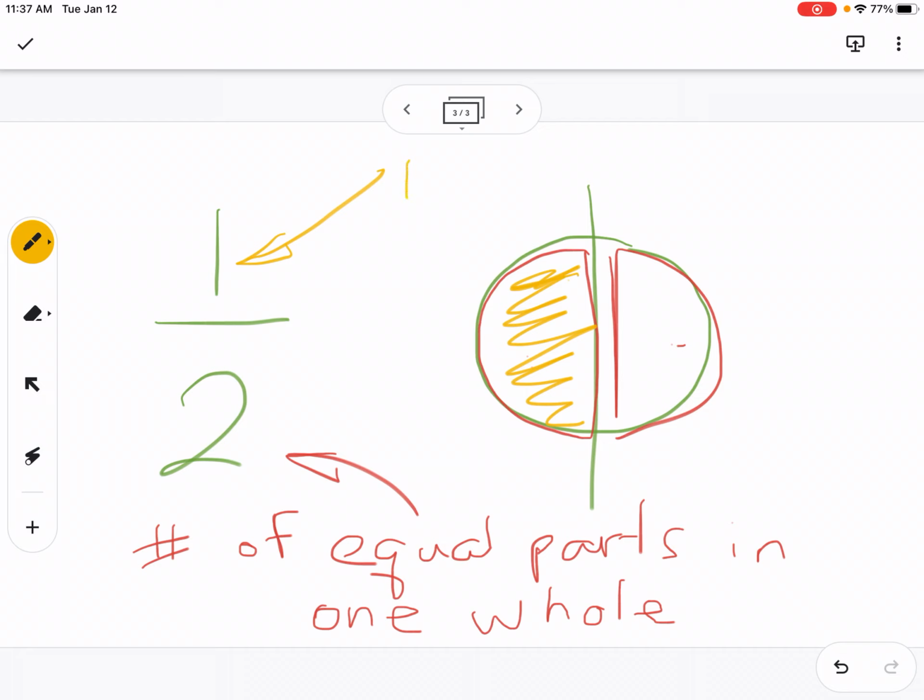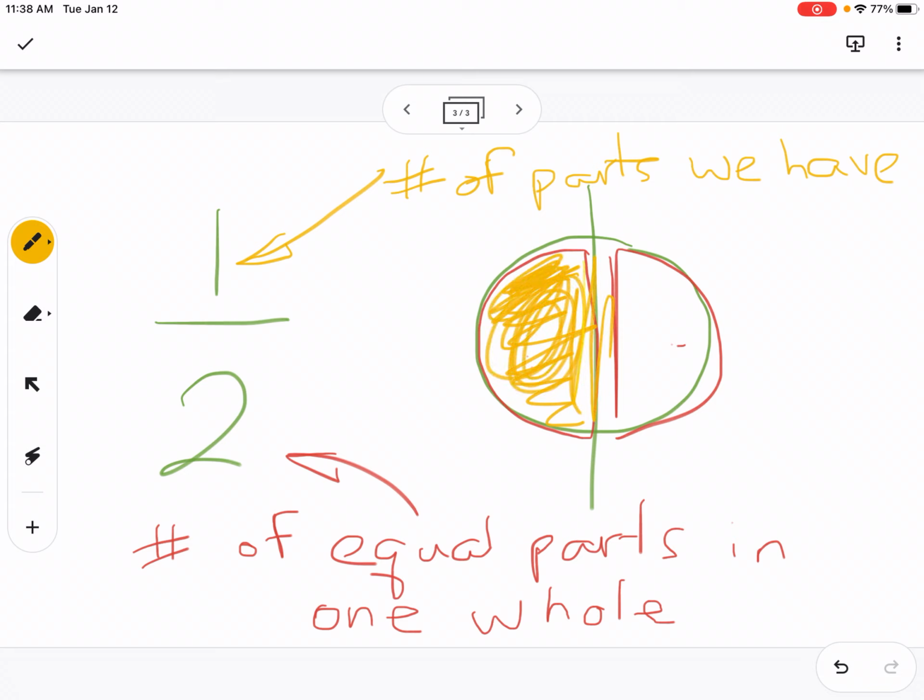The top number 1 talks about the number of parts that we have, or the number of parts we're talking about, or the number of parts that somebody ate, or whatever the case might be. So the bottom number talks about how many equal parts in one whole. And the top tells me how many of those parts we have. So we're looking here with this yellow side of the pizza. This yellow half circle is 1/2 of the pizza.